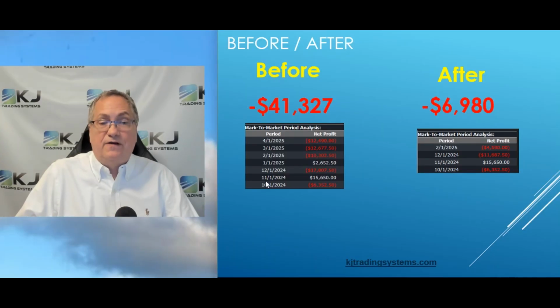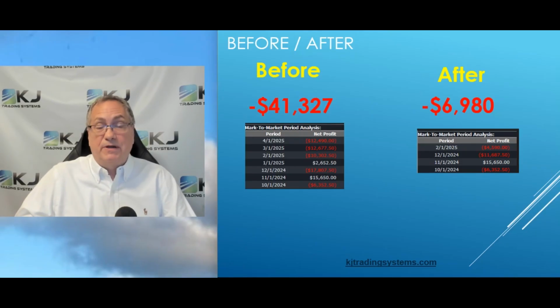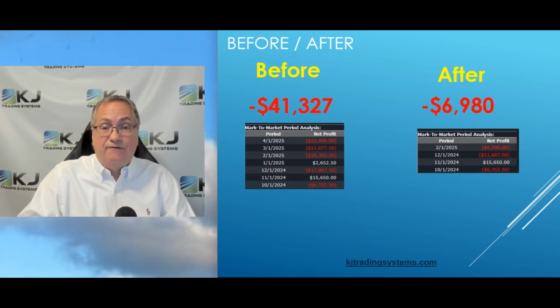So here's what it's done since October 2024 to mid-April 2025. Before, that's without the switch, minus $41,000 per contract. And then when you did it with the switch, it goes down to about minus 7,000. So it improved your performance a whole lot. Now, it was still negative, but it was nowhere nearly as bad as it was before without the volatility switch.